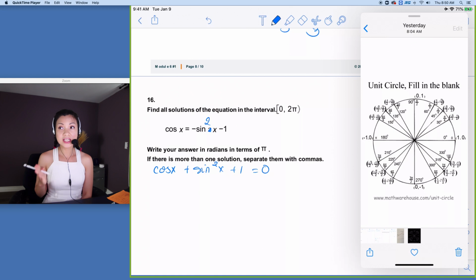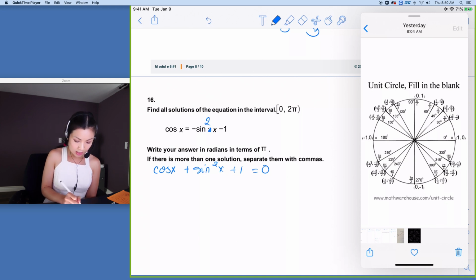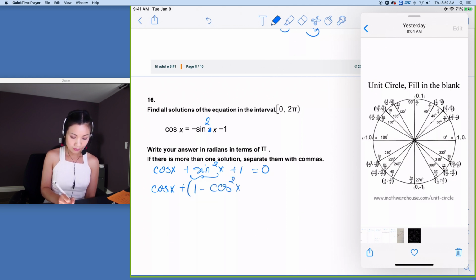Okay, we need to change. We have two different trig functions. One is cosine, one is sine. So what we need is to change it into one function. So I'm going to change sine square. This is why I told you that you need to know the identity really well. So what I have is cosine of x plus 1 minus cosine square of x plus 1. Okay, equals 0.